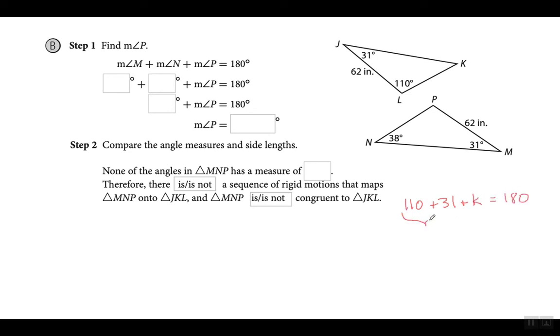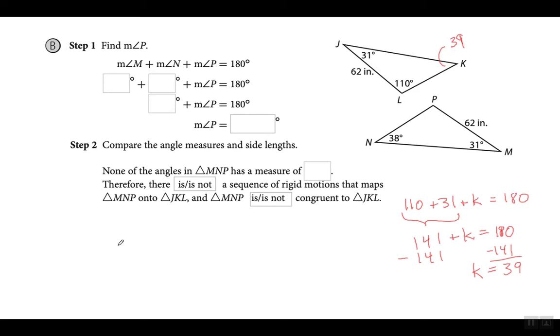So I add these up, 141. Now subtract 141 from both sides. So this angle is 39 degrees. Let's do the same thing for this one. Vamos a hacer lo mismo aquí.